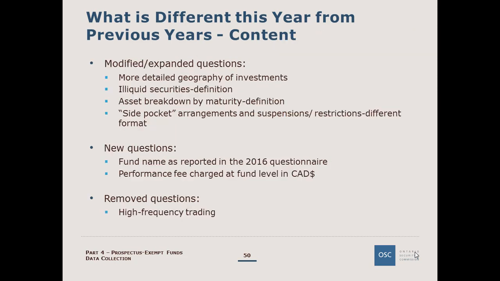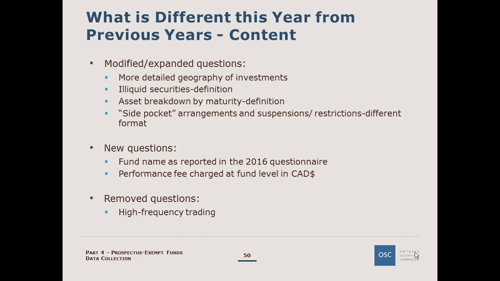We have made some very minor changes in terms of the question content. For example, on the question where we ask you to provide the geographical exposure of your fund, we have added an extra category to encompass Asia and the Pacific region. On the questions where we ask about the fund's exposure to illiquid or private securities, in the fund form we have introduced a separate text box where we ask you to provide a definition of what you consider an illiquid or private security.